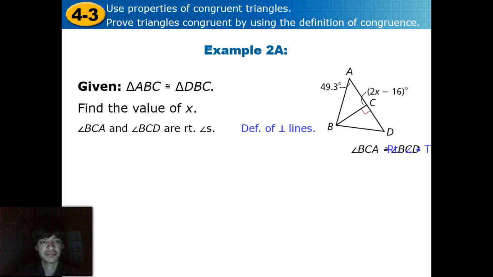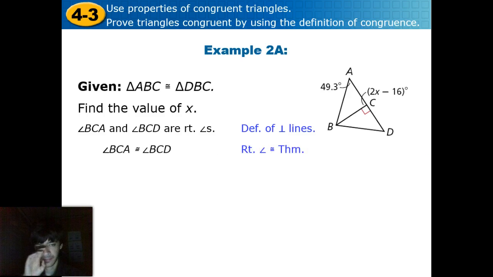It's pretty awesome. So using that, we can say that they are congruent by the right angles theorem because all right angles are congruent to each other. That's what the right angles theorem says. It's kind of a lame theorem, but it's helpful in this case because then we can set them equal to each other through the definition of congruent angles.